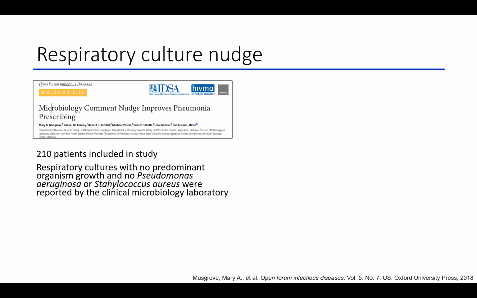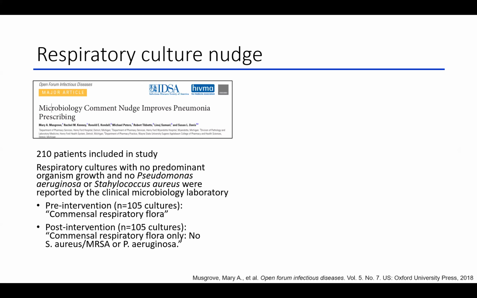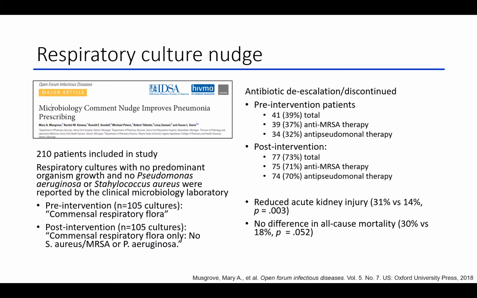Okay. And then similarly, I have a paper on respiratory culture nudges. And this is a study with 210 patients. And they took respiratory cultures and they would add a comment about respiratory cultures. Pre-intervention, they just said commensal respiratory flora. Post-intervention, they would say commensal flora only, no Staph aureus, MRSA, or Pseudomonas aeruginosa. Just to give the providers a little bit more about what is in that commensal flora. And they specifically pull out organisms that often change antimicrobial prescribing and may be a cause for de-escalation if they are not present. So what did they find?